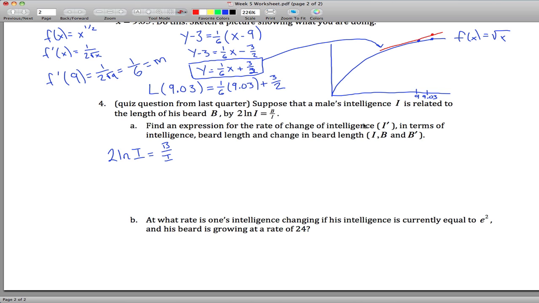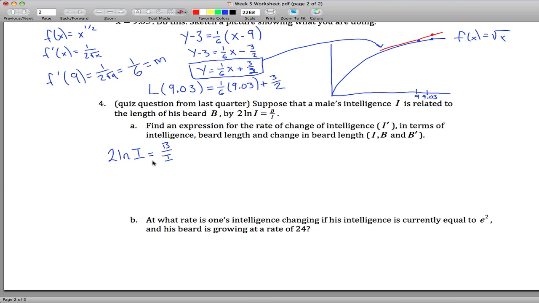And what we want is the rate of change. We want I prime, so that's our hint telling us that I is a function, and we want it in terms of I, B, and B prime, so B is also a function. So what we want to do is take the derivative of both sides of this equation, treat I like a function and treat B like a function.